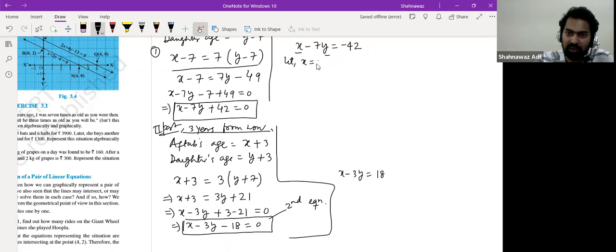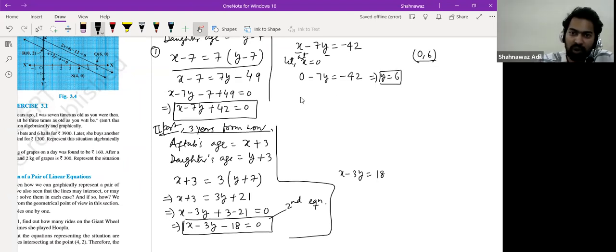So let's calculate at x equals 0. At x equals 0, this is 0, and this is 7y. So y equals 6, right? So what point did you calculate? This is the point 0, comma 6. Yes, sir. And what is the other point?